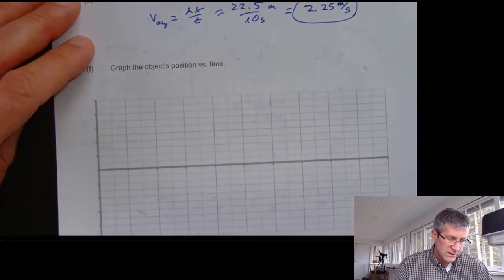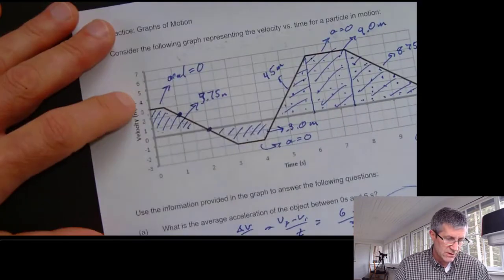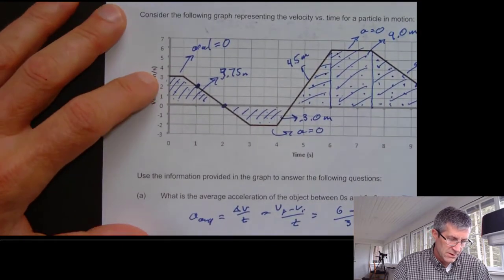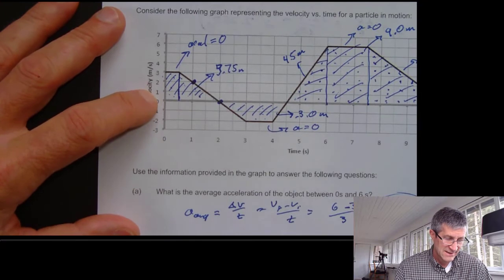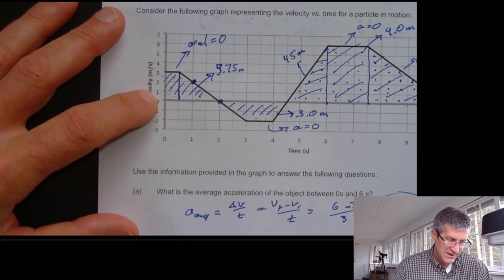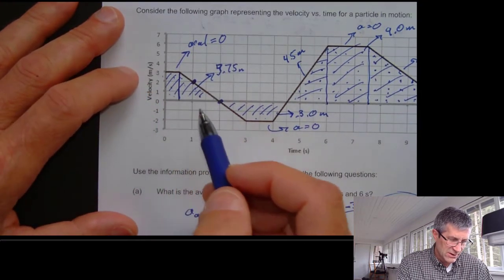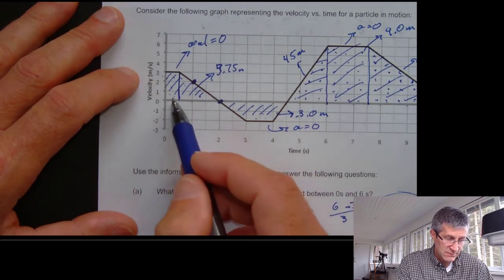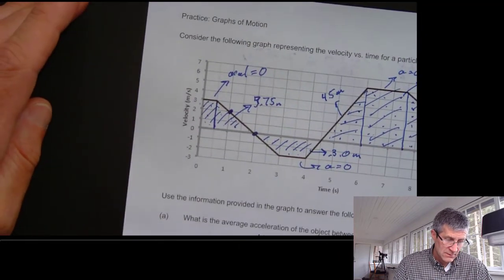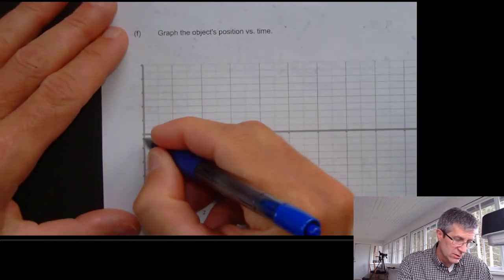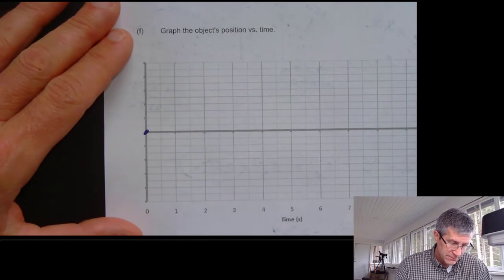Graph the position versus time. Oh, great. Right, so same idea. So I know in the first 1 second, where have I gone? So I've gone first half a second, I've gone 1.5 meters. So I don't know, I'm going to assume I start at 0. You don't know where you start, it could be anywhere.